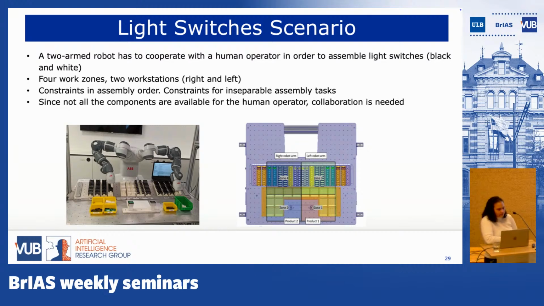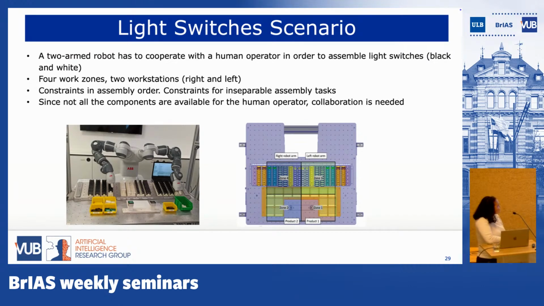Then we were recently presented with this scenario where a 2-armed robot has to cooperate with a human operator in order to assemble light switches. These light switches can be either black or white. The working zone was divided in 4 by the people in charge of the control part, so that the 2 arms of the robot won't collide.